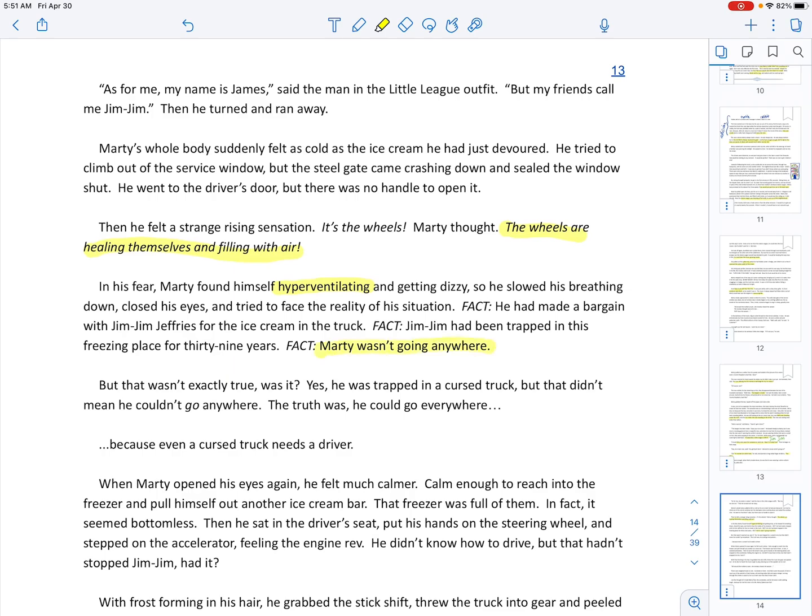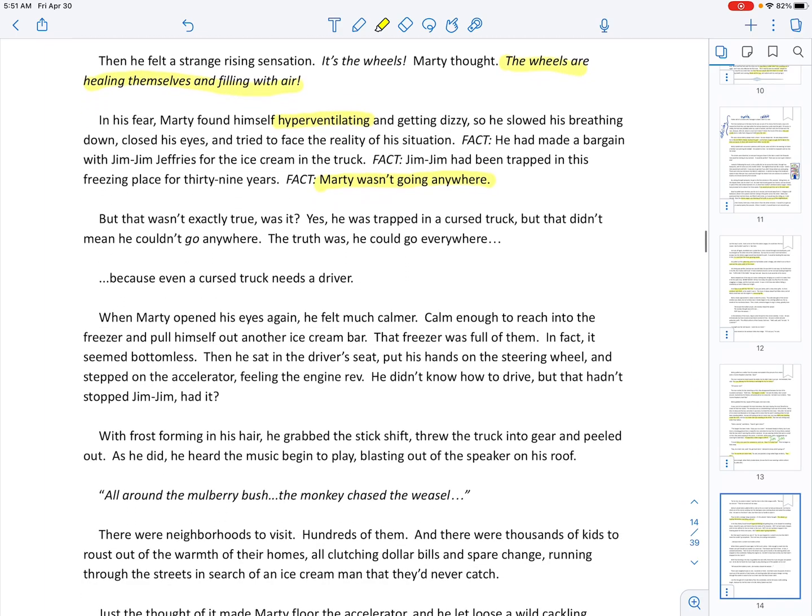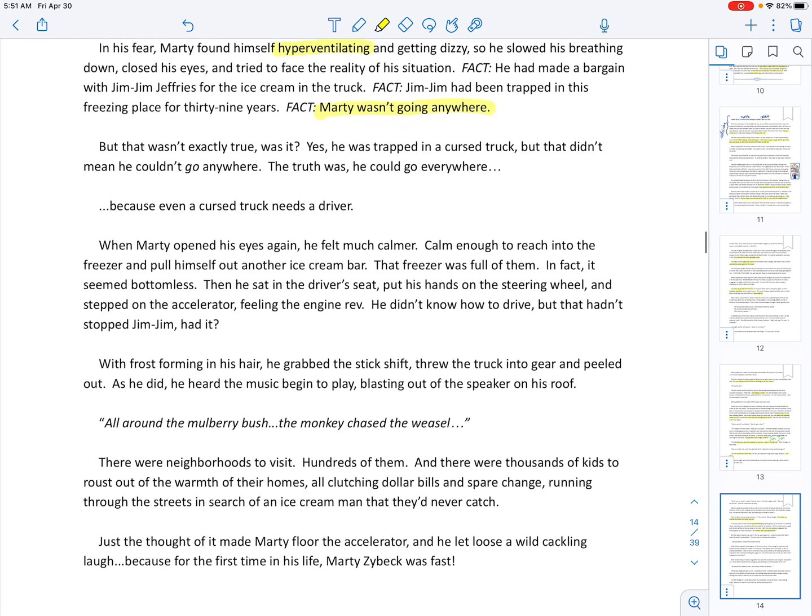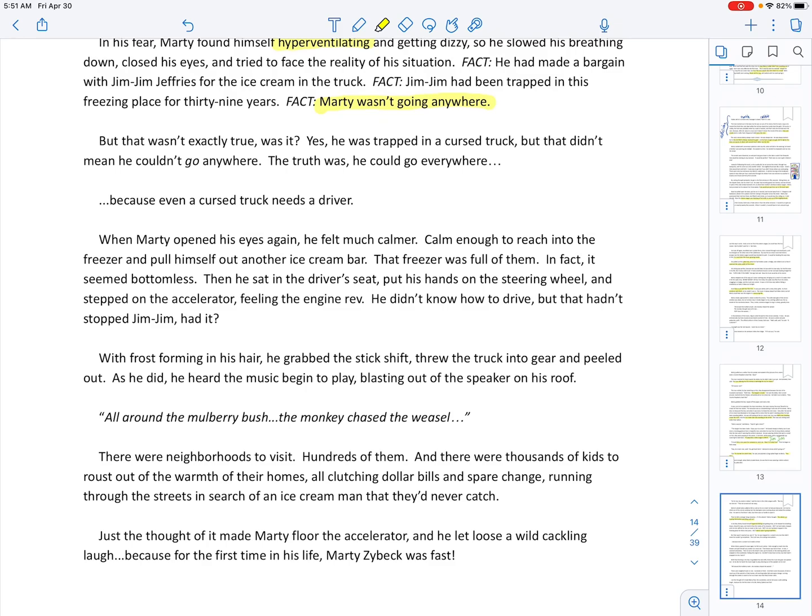This is a sad conclusion, right? Because basically it means that Marty's life as he knew it is over. And now he's stuck in this truck.